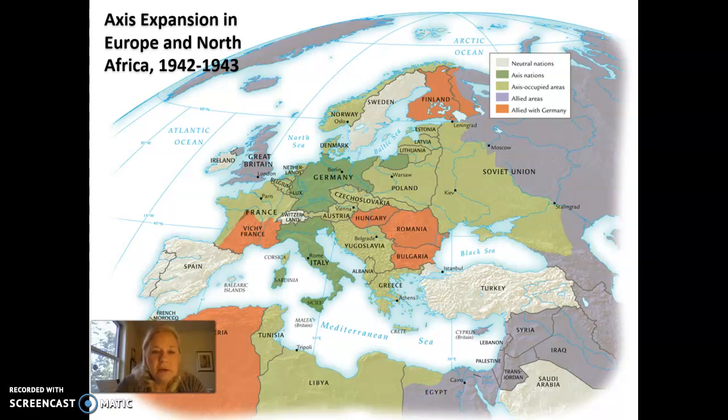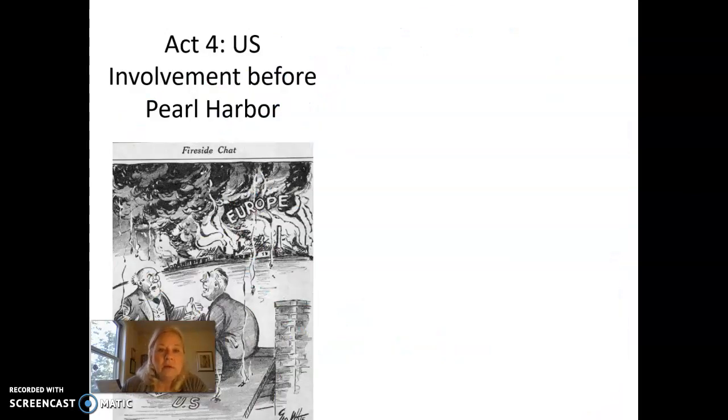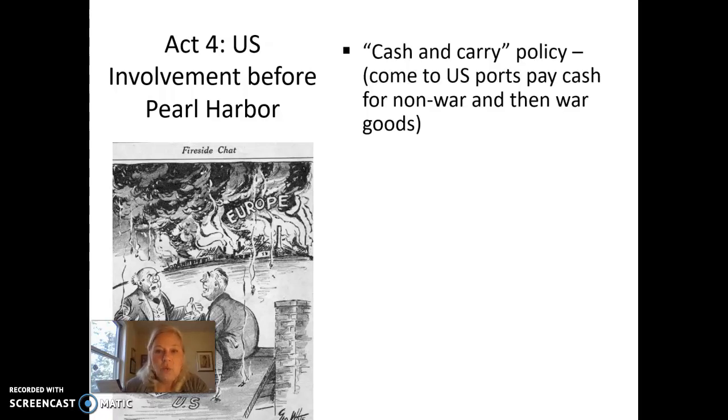So the U.S. will get involved in the war in 1941. This is what things look like in 1942 to 1943. Now, I'm sure that all of you know that we got involved in the war directly after the bombing of Pearl Harbor. This is a cartoon here of President Roosevelt looking over towards Europe across the ocean, knowing that things are happening in Europe, that the situation is getting intense, and wanting to help out the U.S. allies in some way.